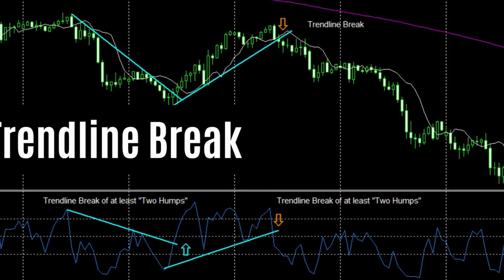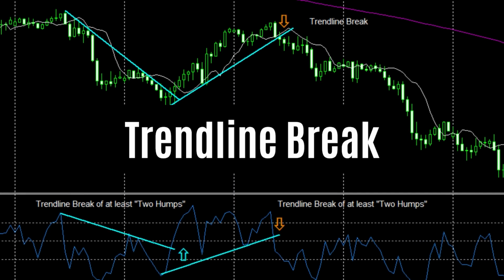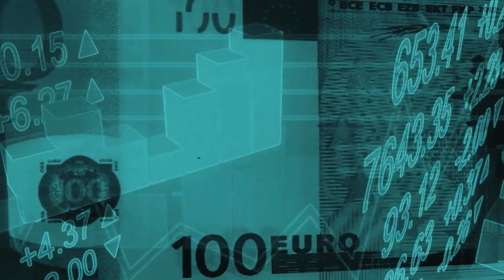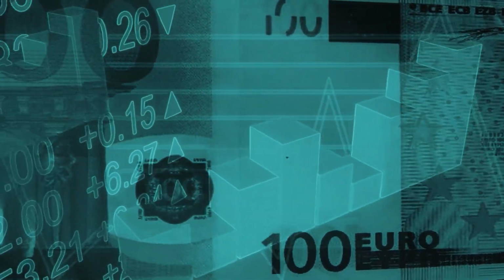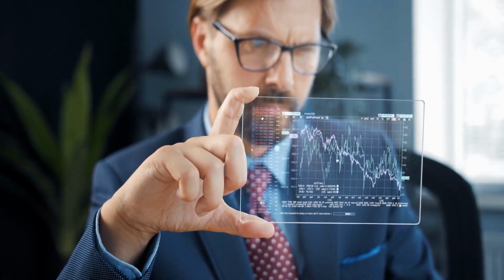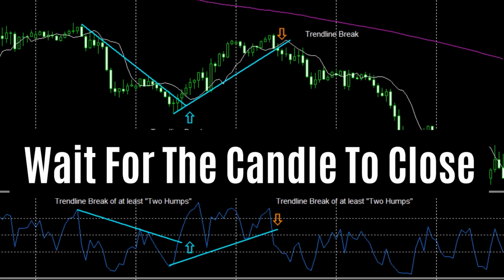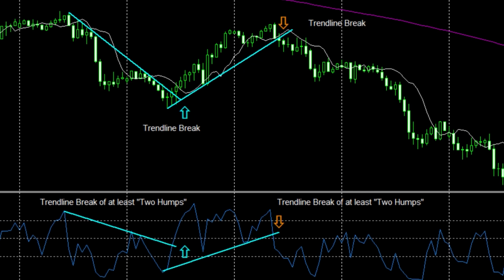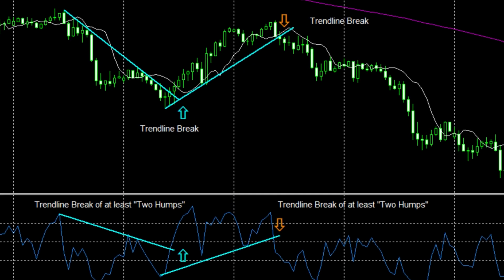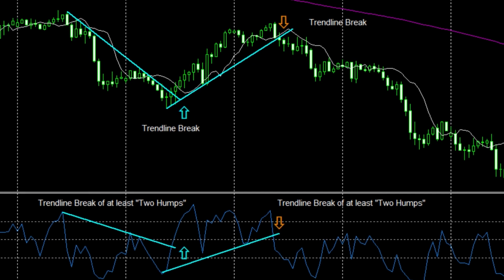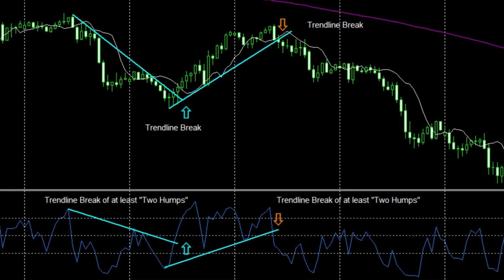Trendline break. Another way to use the RSI is to look for trendline breaks of at least 2 humps. Millionaire trader Barry Thornton used this technique to make millions. It's best to wait for the candle to close, and make sure the indicator line has crossed the 50% line of the RSI. This will add to the likelihood of the trade turning out in your favor.